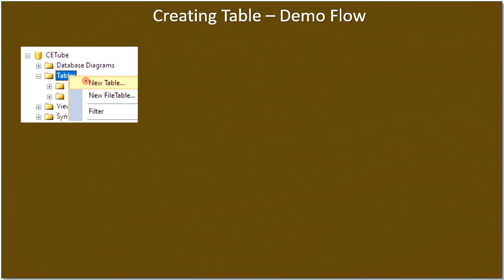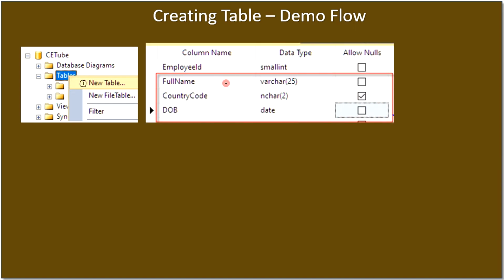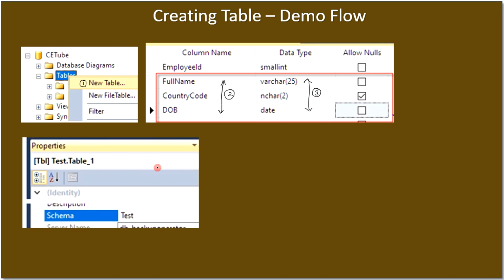So here is the flow. First we will go to our database, then from the table node we will invoke new table. After that we will define the column names. While defining the column name, we will specify the data type. Then we will say a specific column allows null or not.